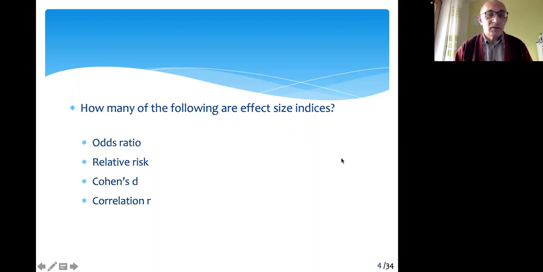The next question is, how many of the following are effect size indices? We discussed last time effect size, and there were different kinds of effect size indicators. And here are some. Are they all effect size indices or not?